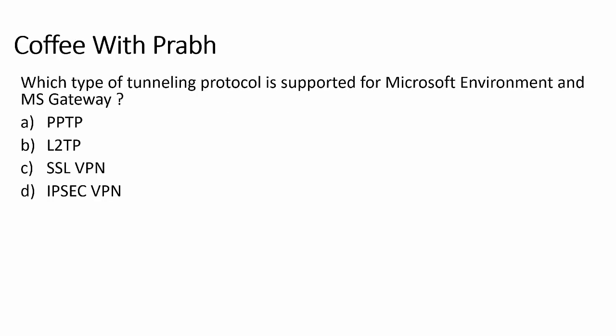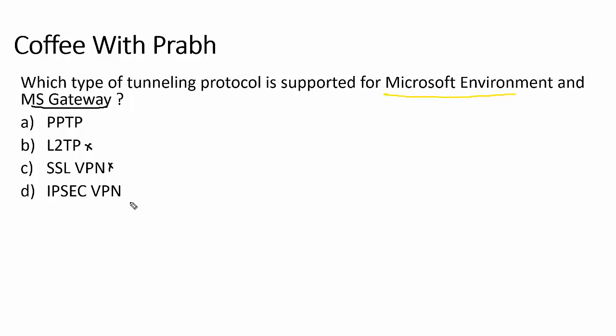Okay, so which type of tunneling protocol is supported for a Microsoft environment? The keyword is Microsoft environment or MS gateway. So definitely we directly remove L2TP, which is for Cisco. SSL VPN also works, but SSL VPN is vendor agnostic. It means it can work on a browser basis. And from an exam point of view, remember that SSL VPN doesn't require any kind of configuration. Open the browser and connect. So when we look from the point of view of least configuration and a less tedious task, we can go for SSL VPN.